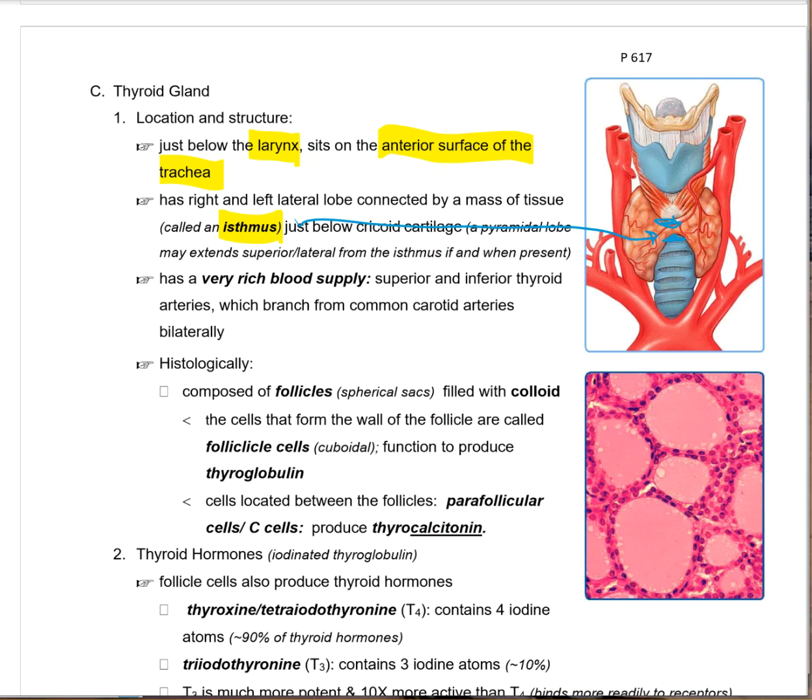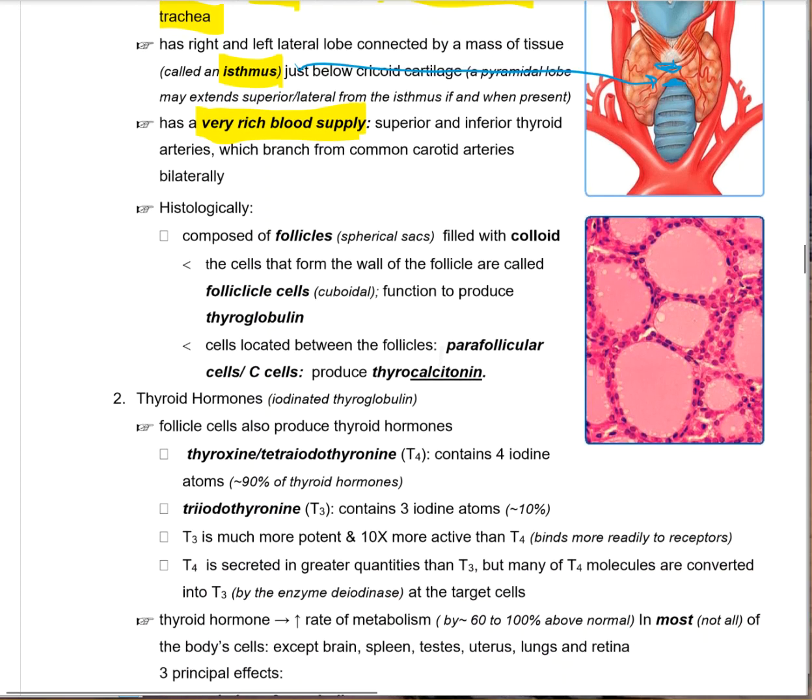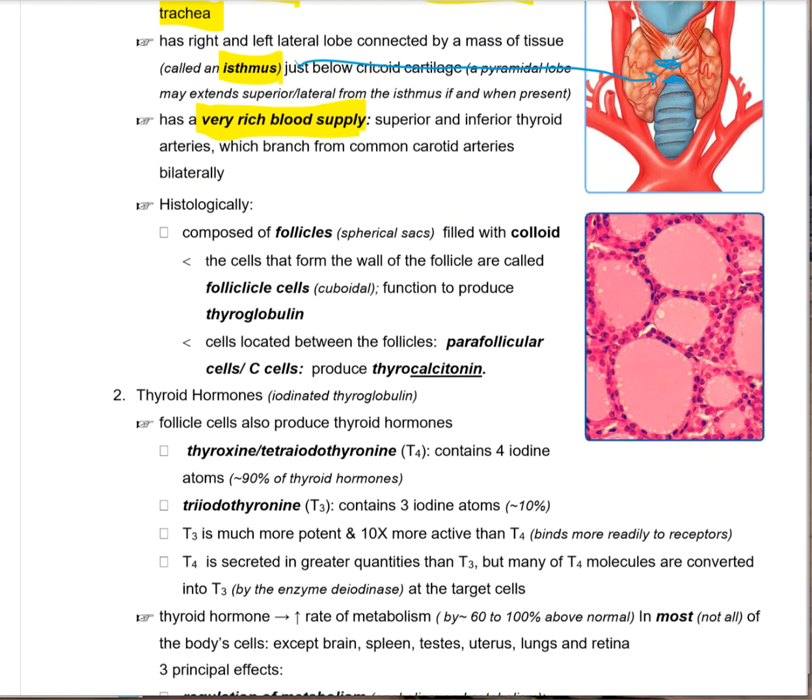Just below the cricoid cartilage we talked about back in 231. And it has a very rich blood supply. It's going to be releasing hormones throughout the body, and so it has a lot of blood supply to take those hormones away. I'm not worried about the arteries themselves, but they come off the common carotid.